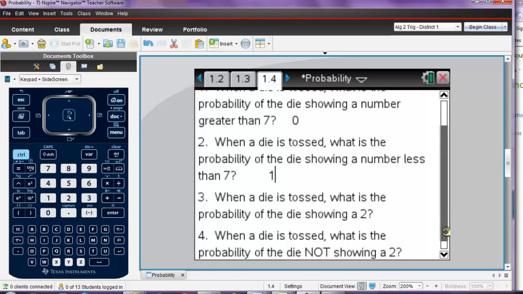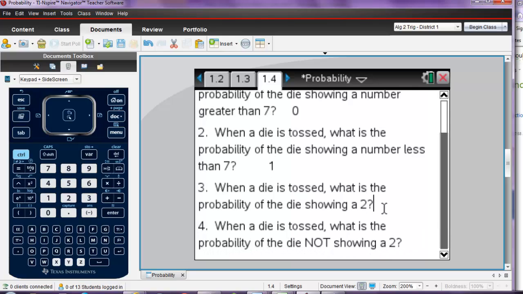And number 3, when a die is tossed, what is the probability of the die showing a 2? Well, there is 1 two on any given die, and there are 6 sides, so 1 out of 6. 1 chance of the 2 happening out of the total sample space of 6 possible events. Number 4, when a die is tossed, what is the probability of the die not showing a 2? Well, if the probability that it will show a 2 is 1/6, then the probability that it will not show a 2 is 5 out of 6. 5 of the sides out of the 6 sides do not have 2's on them.